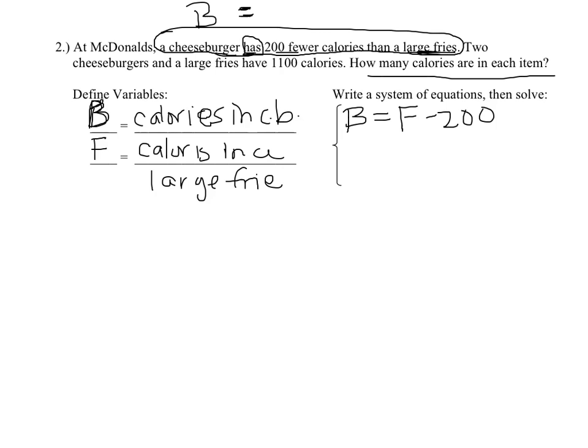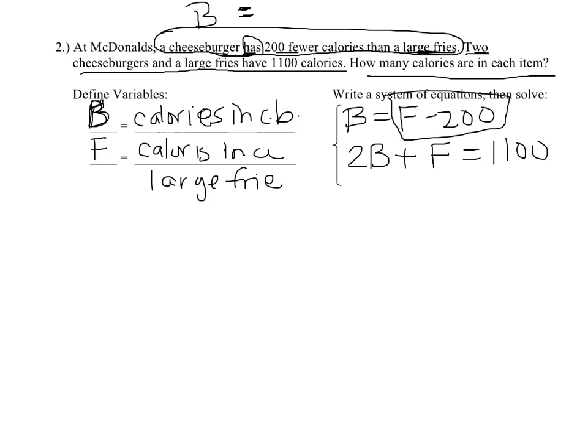The next sentence is going to give us my next equation. It says 2 cheeseburgers and a large fry have 1,100 calories. So 2 cheeseburgers, that would be 2B, plus 1 large fry, that would just be F, has to equal 1,100 calories. Now take a look at this problem. Would you use substitution or elimination? Hands down for this one, I would use substitution. Take a minute to solve it, then come back to see if you've got it. So to solve this one, I'm going to take that F minus 200 and put it right where the B is, because I'm going to use substitution.